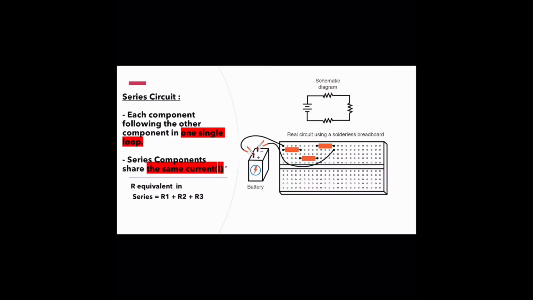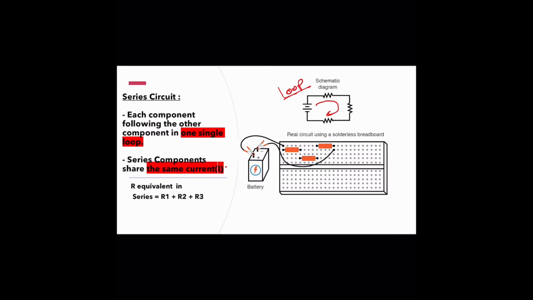So let's start with the series circuit. We can say a circuit has series components when they attain two simple rules or conditions. The first condition is they have to form one single loop. Here's the loop, and when they achieve one single loop, then we can say all these series components share the same current.